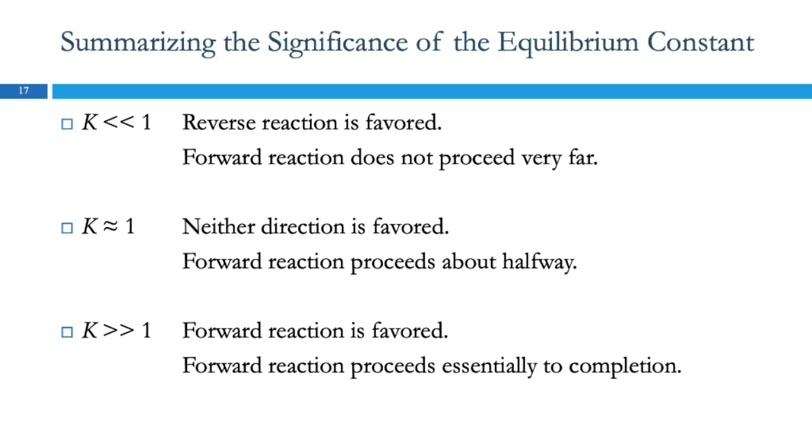We're not going to say it does go to completion because if there's even like two reactant molecules left, is it complete? No, it's not. But essentially, for all practical purposes, it may be. And then when K is approximately 1, which is probably like 0.001 to 100 or something, compared to these other really, really big numbers, then neither direction is really favored, and it's going to just be about halfway.